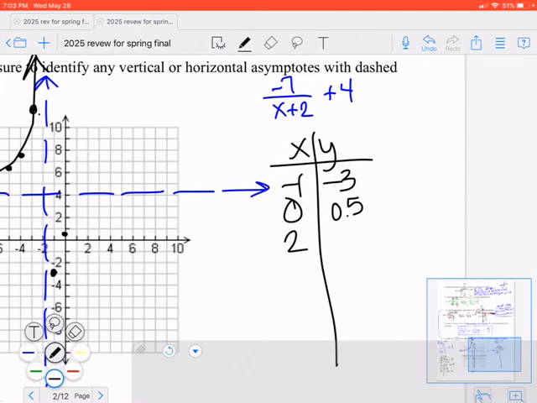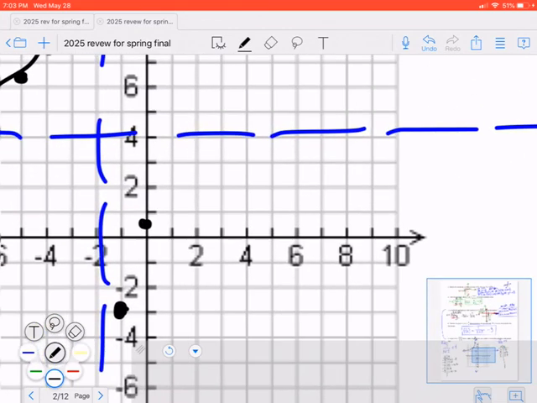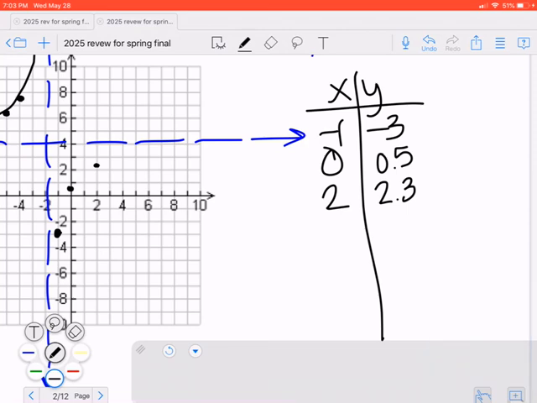And I think I'll hop over to 2. 2 plus 2 is 4. Negative 7 divided by 4 is negative 1.75 plus 4 is 2.25, so 2.3, because we got to keep it to the tenths place. Over 2, up 2.3, and maybe 4.